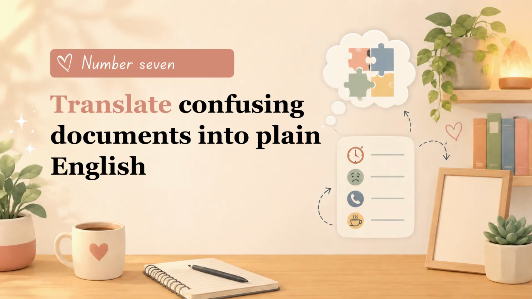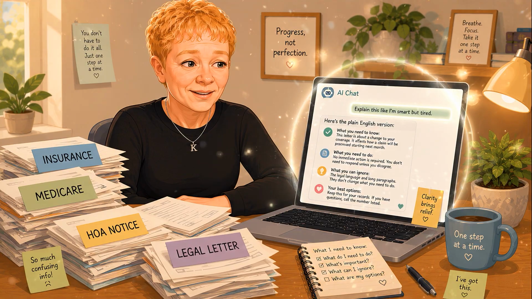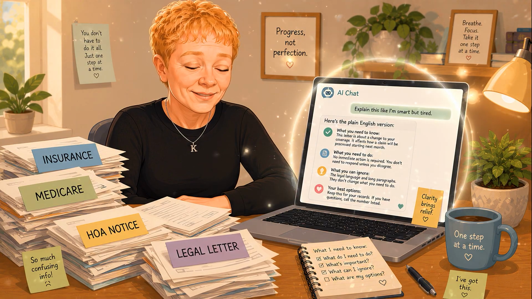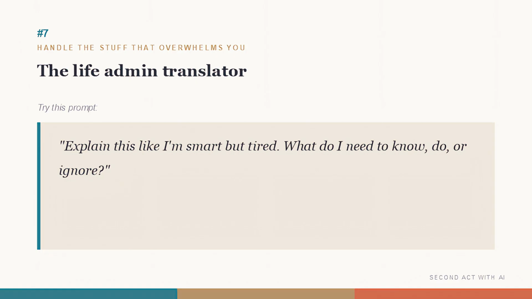Number 7, translate confusing documents into plain English. Insurance letters, Medicare paperwork, that notice from the HOA, legal stuff that feels like it was written specifically to confuse you. I want you to paste it into the AI chatbot and say, explain this like I'm smart but tired. What do I need to know, do, or ignore?